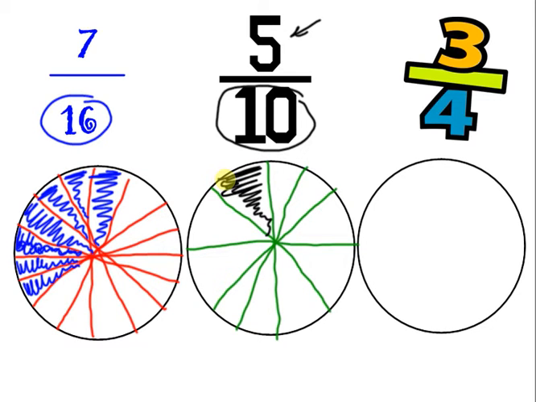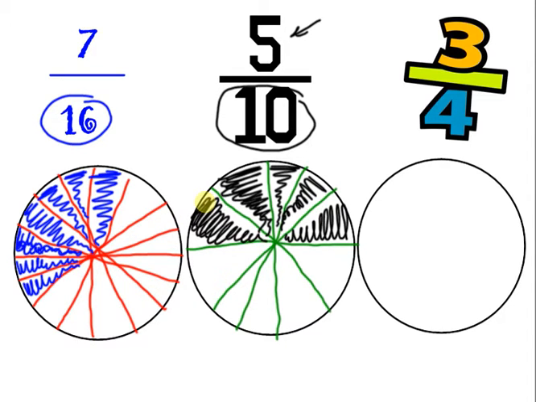So we have 1, we have 2, 3, 4, and 5. And so what you can see from this is we actually have exactly 1/2 of our fraction.